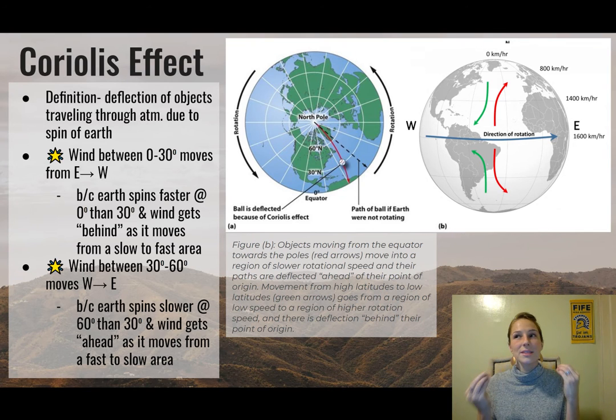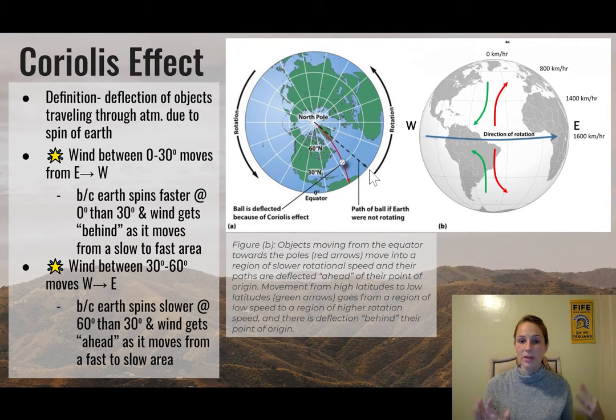Now, the Coriolis effect is based on kind of perception. So I'm going to explain it in a different way too. I'm going to give you a lot of examples and maybe one of them will stick. So imagine that you were standing at the North Pole and you were going to throw a baseball. If you were to throw that baseball straight, pretend the Earth isn't moving at all. This dotted line here is going to be the path that the ball would follow. It would just go straight.